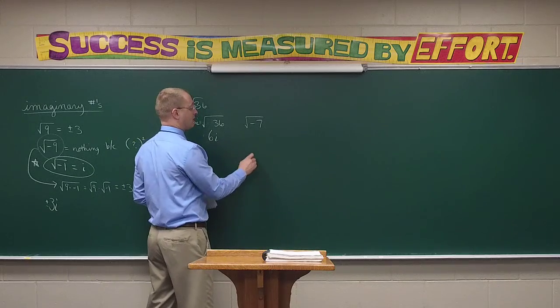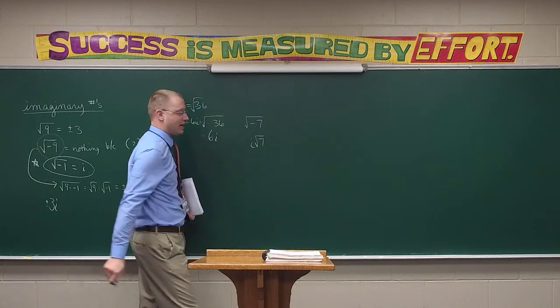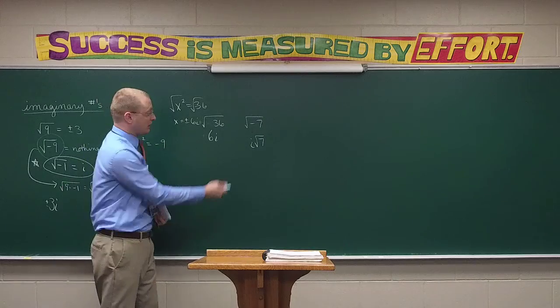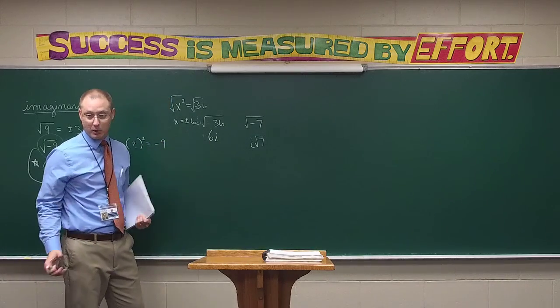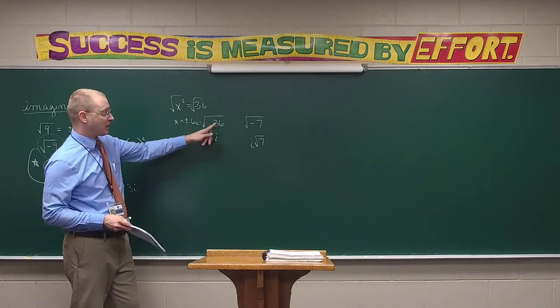Pull out your i times the square root of 7. What's the square root of 7? It's just the square root of 7, so we're going to leave it just like that: i square root of 7. We pull out the i, that's all we can do. Here we pull out the i and we can take the square root.